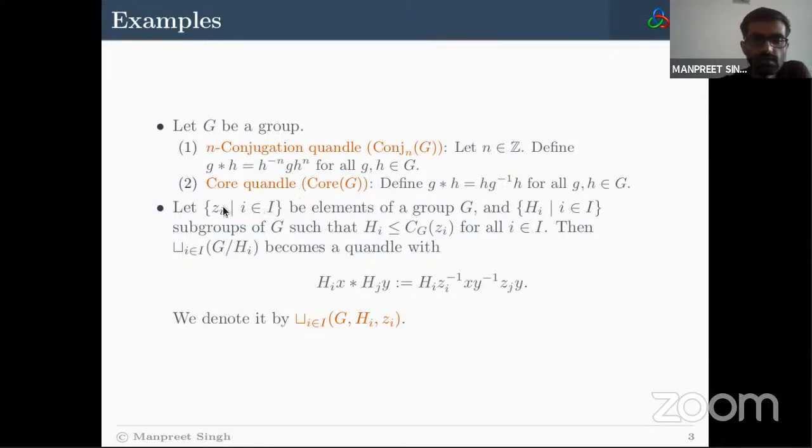Now, if we take any subset of elements Zi in the group G and a collection of subgroups Hi of G such that each subgroup Hi is contained in the centralizer of the element Zi, then the disjoint union of cosets of Hi in G forms a quandle under this operation. These quandles are also known as coset quandles and are denoted like this.